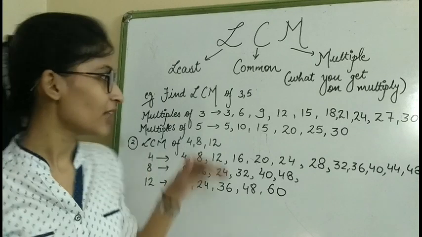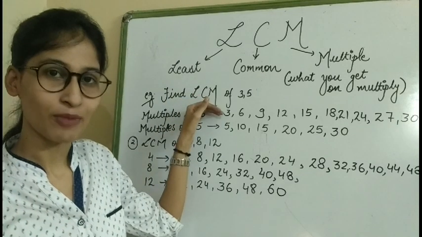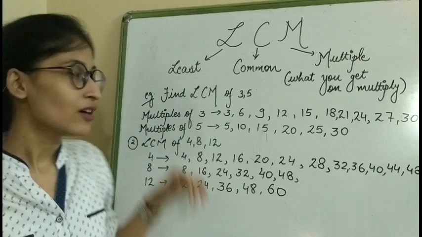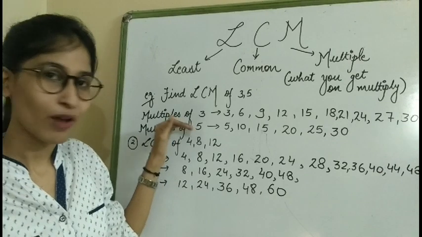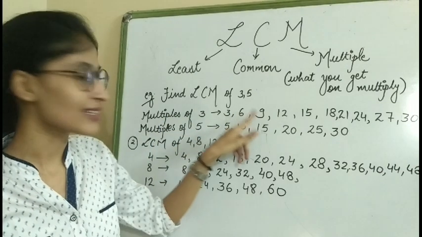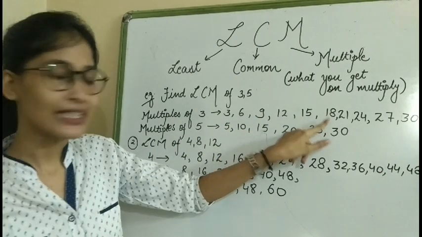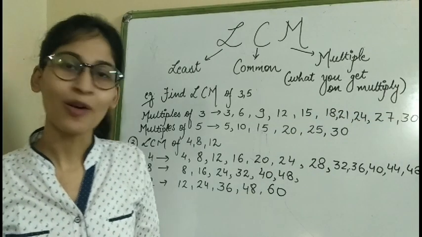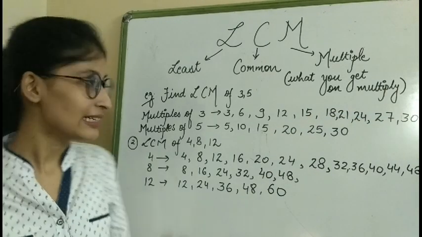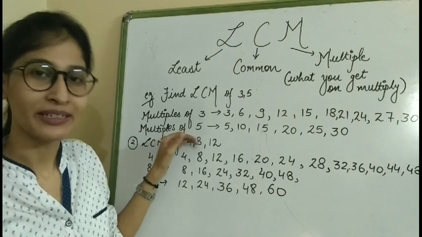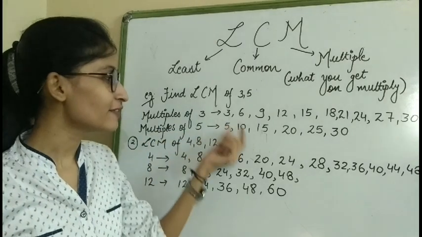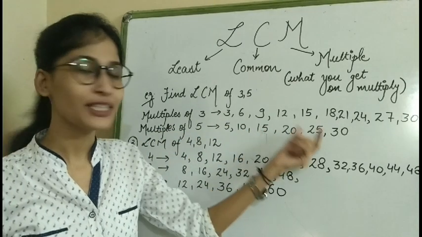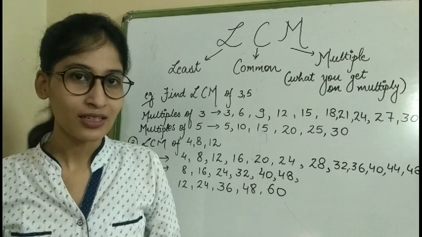For example, we are here asked to find the LCM of 3 and 5. First, I have written here the table of 3: 3, 6, 9, 12, 15, 18, 21, 24, 27, 30. These are all multiples of 3. Next, I am going to write the multiples of 5: 5, 10, 15, 20, 25, 30 and so on.